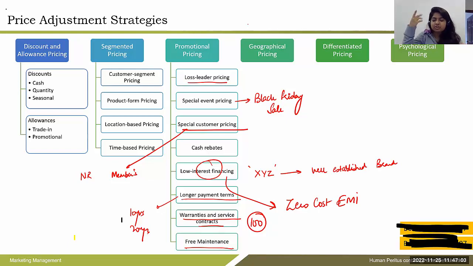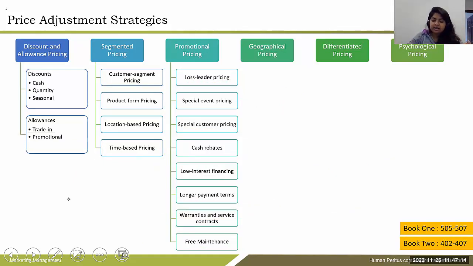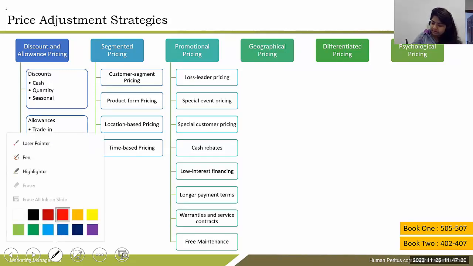Okay. So am I clear with all these promotional pricing methods now? Yes or no? Anybody who has any doubt till now can ask me. I'm stopping right now. Anybody has any doubts still?